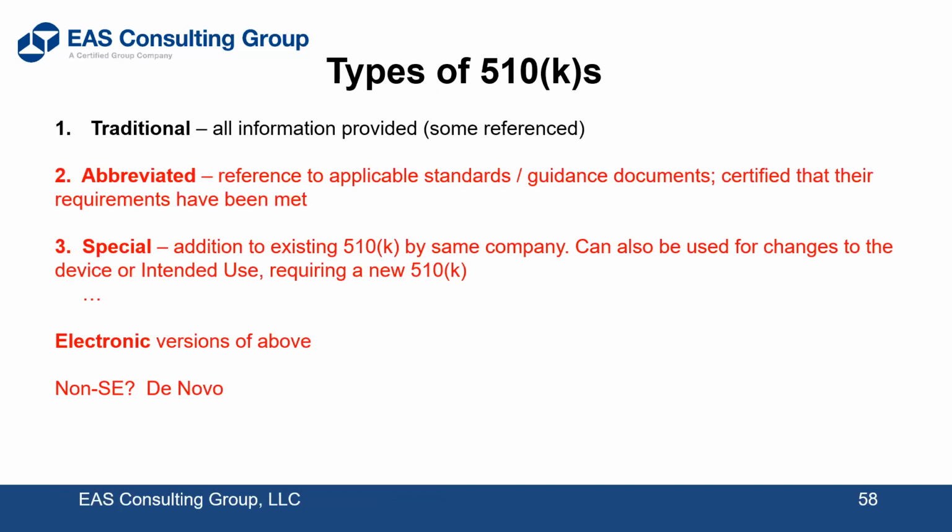A special is basically where you're making changes to the device. Some of you are familiar with the fact that if you change your device, each time you make a change, you have to analyze the change against the previous 510K to see if you need to submit a new 510K. Or if you have a cumulative series of changes, you have to look at the individual change and the cumulative number to determine whether a new 510K is required. Special is when the new 510K is filed, it would more than likely be a special.